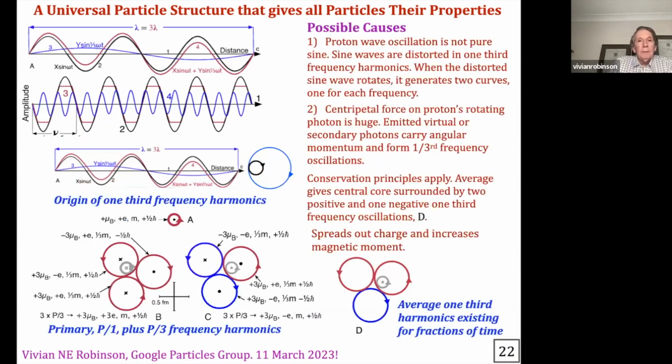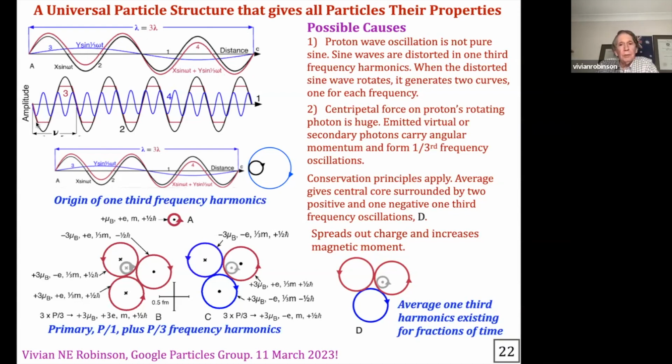Well, there's a couple of possibilities. One is that the wavelength, which is the black one here, is non-sinusoidal. Now, the black curve is just a sine wave. The blue curve is if it had a 1/3 frequency harmonic imposed upon it, then it would get the red curve. Now, why 1/3 frequency harmonics?